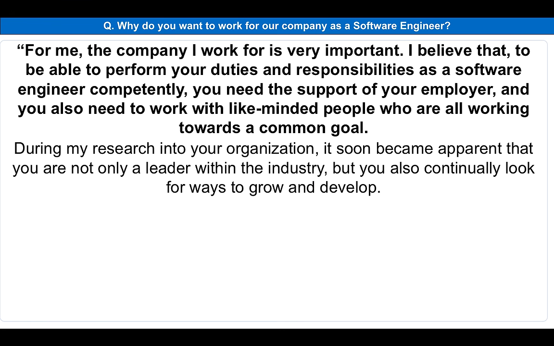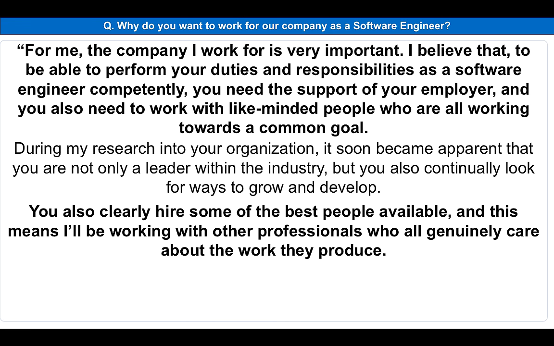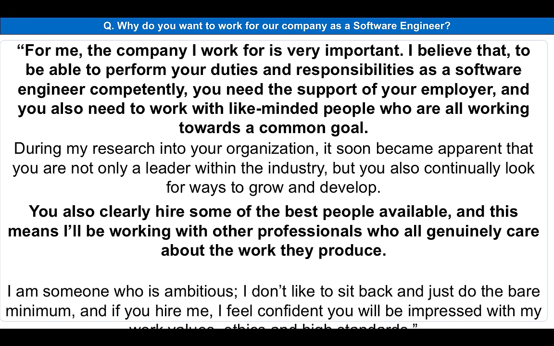During my research into your organisation, it soon became apparent that you are not only a leader within this industry, but you also continually look for ways to grow and develop. You also clearly hire some of the best people available, and this means I'll be working with other professionals who all genuinely care about the work they produce.